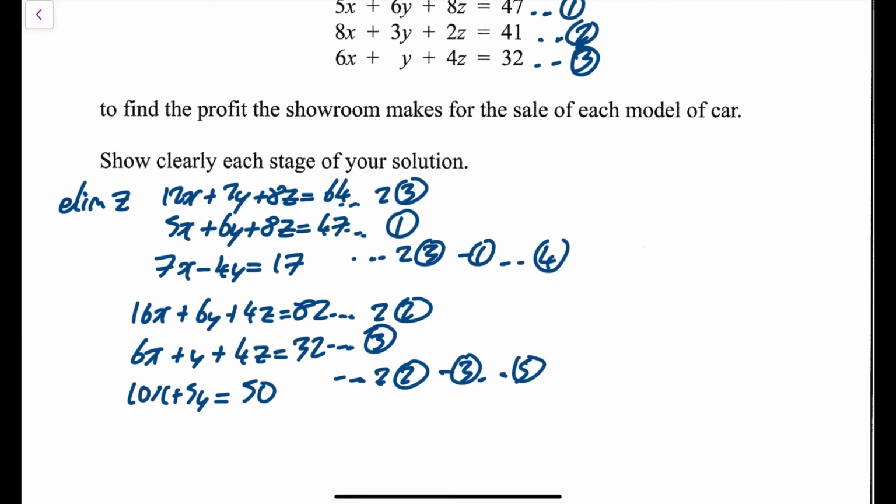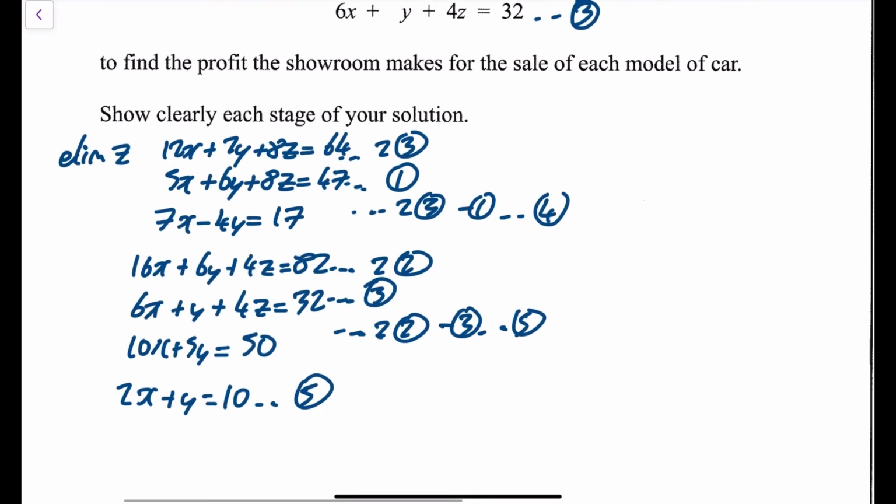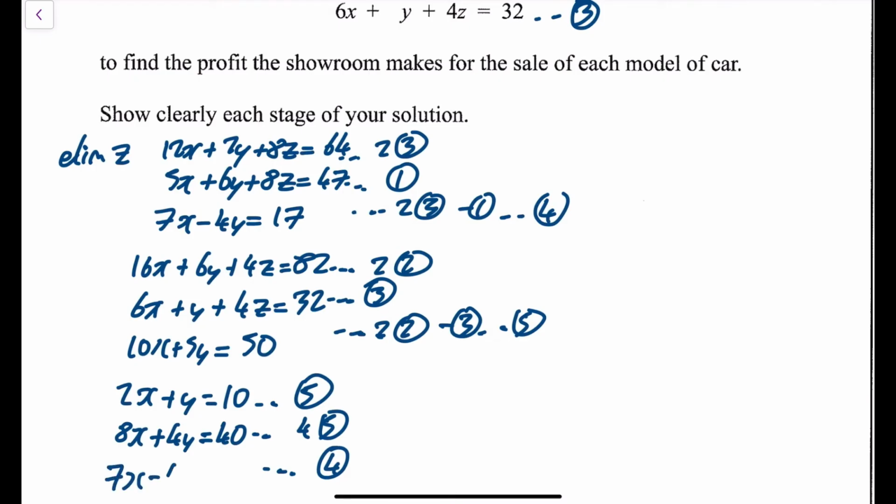I could also change that. I'll divide through by 5 to give me 2x plus y equals 10. That's my equation 5. That would be a lot easier. Then I'll multiply my equation 5 by 4, and that would give me 8x plus 4y equals 40. And then my equation 4, I'll write down below it, what was it? 7x minus 4y equals 17.